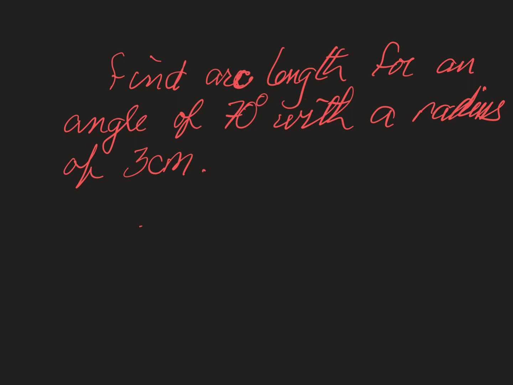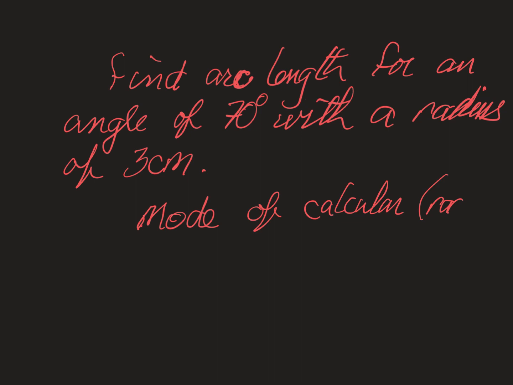So here's our problem. We want to find the arc length for an angle of 70 degrees with a radius of 3 centimeters. The first thing we need to remember is the mode of our calculator needs to be radian mode, unless we change 70 degrees to radians. Gosh, I spelled calculator wrong. There we go. It needs to be in radian mode. So keep this in mind if you have to multiply by radians, which we do in this problem.